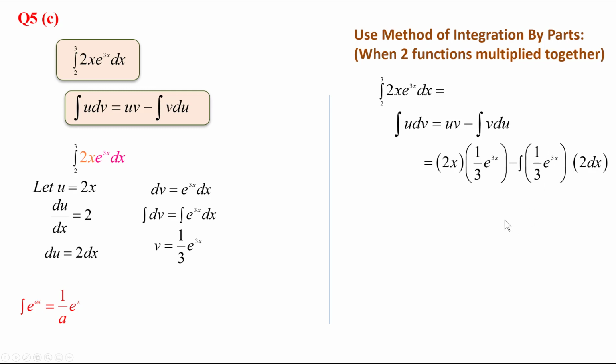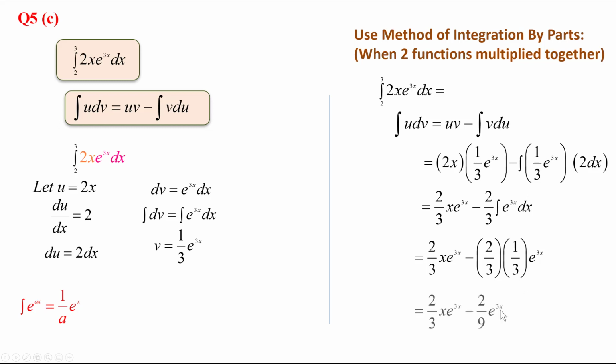If we tidy this up a little bit, we get 2 over 3 x times e to the power of 3x, minus the integral of 2 over 3 e to the 3x dx. Integrating e to the power of 3x, we get 1 over 3 e to the power of 3x. And if we simplify this, we get 2 over 3 x times e to the 3x, minus 2 over 9 e to the power of 3x.